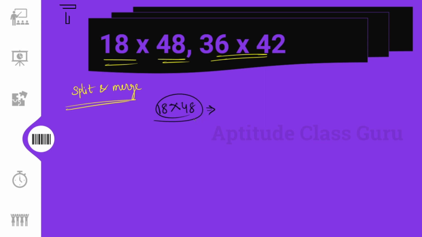How can this problem be done? 48 can be written as 50 minus 2, right? And 50 can be written as 100 by 2. So multiplying some number with 50 is equal to multiplying with 100 by 2. So you are taking half of the number and multiplying with 100.